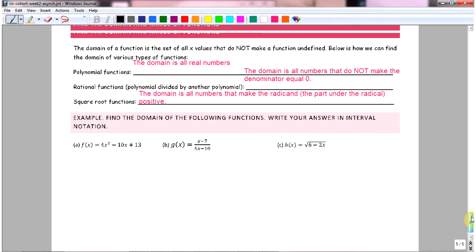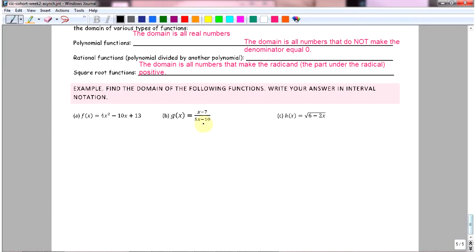Now the range we're not going to focus on so much. The range represents all of the y values that a function takes on, and usually you'll determine the range by looking at a picture. But the domain is typically the focus of what you're going to be asked to find. So in this example, find the domain of the following functions. Write your answer in interval notation.